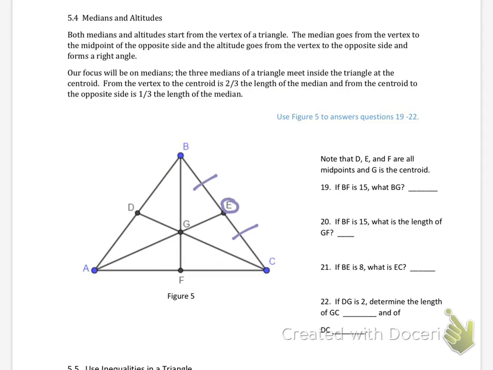Okay, looking at question number 21 now, I started setting up some things. So remember that these are medians, and so it says if BE is 8, what is EC? Well, we have to remember that E is the midpoint of this whole line segment BC. So if half of it is 8, the other half has to be 8 as well. So if BE is 8, then EC is also 8, because E is a midpoint.